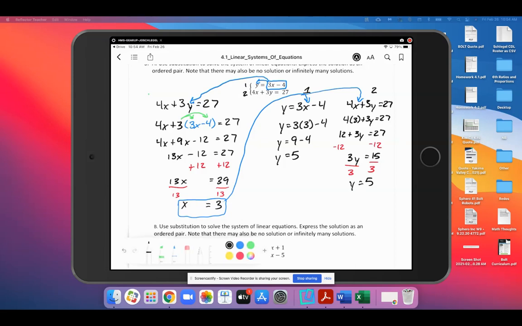And so in the case of this system, the solution would be found at the point 3, 5. Again, our x value is 3, and our y value is 5. And so if we were to graph this, the way that it would look, if I was to draw a quick sketch, the two lines would run into each other somewhere up there at the point 3, 5. Something like that.